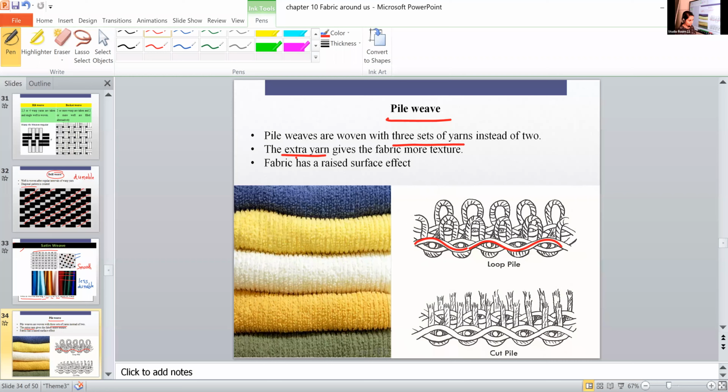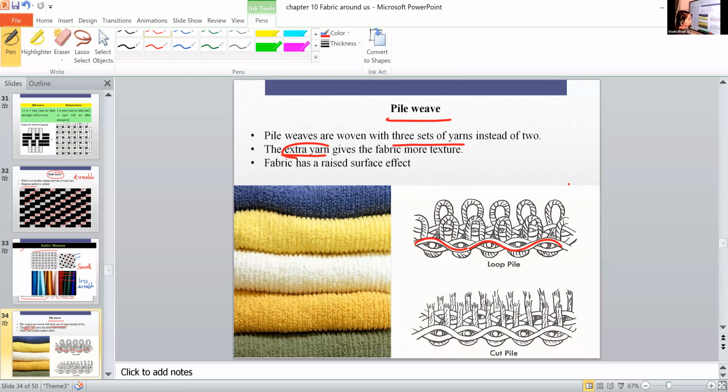An extra set of yarns, which means an extra set of warp or weft yarns, is inserted. It can be weft or warp yarns. An extra yarn is inserted, and that is known as pile yarn. So there are warp yarns and weft yarns. Warp yarns are the yarns used in the length of the fabric, and the yarns used in the width of the fabric are weft yarns. And what do you mean by pile yarn? An extra set of yarn, that is called pile yarn.